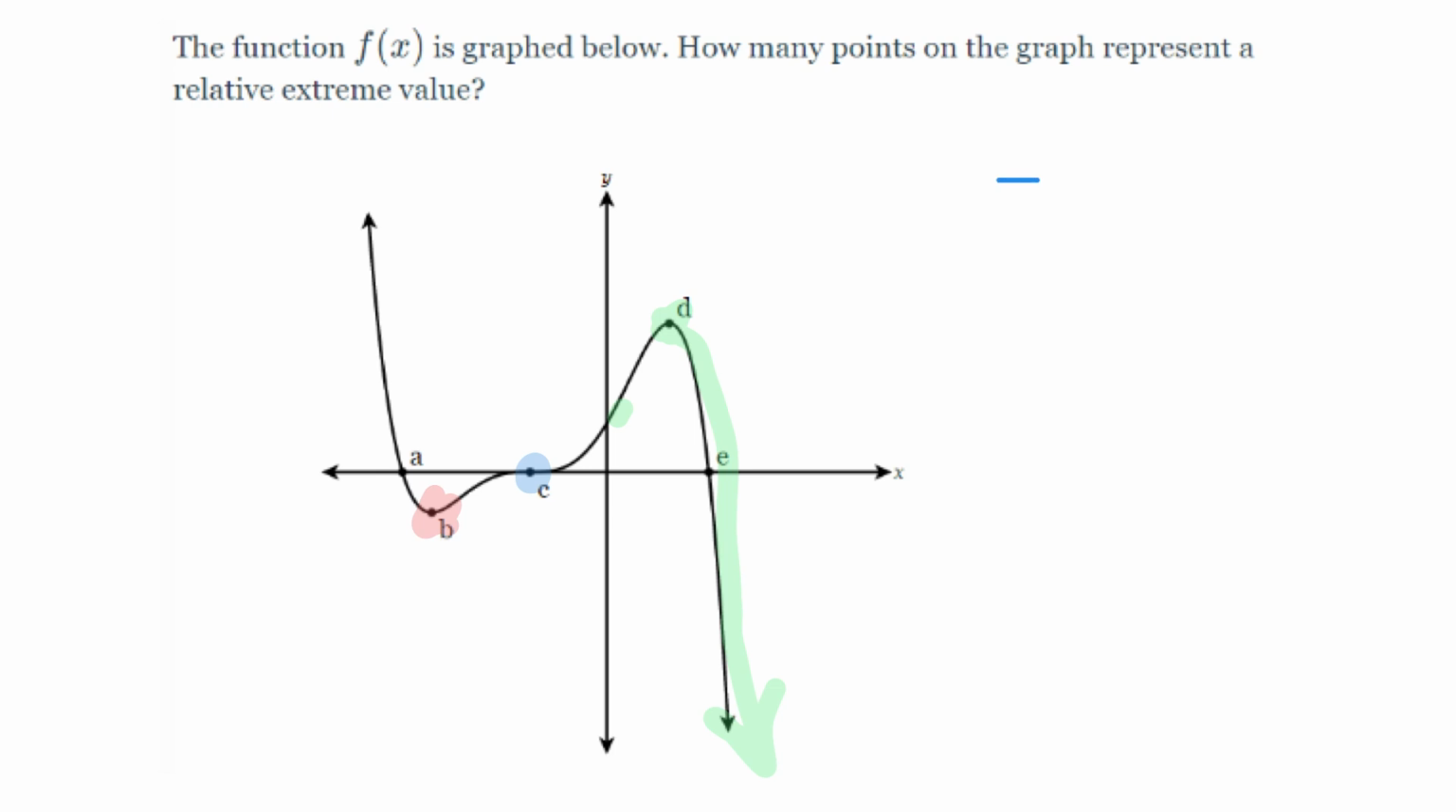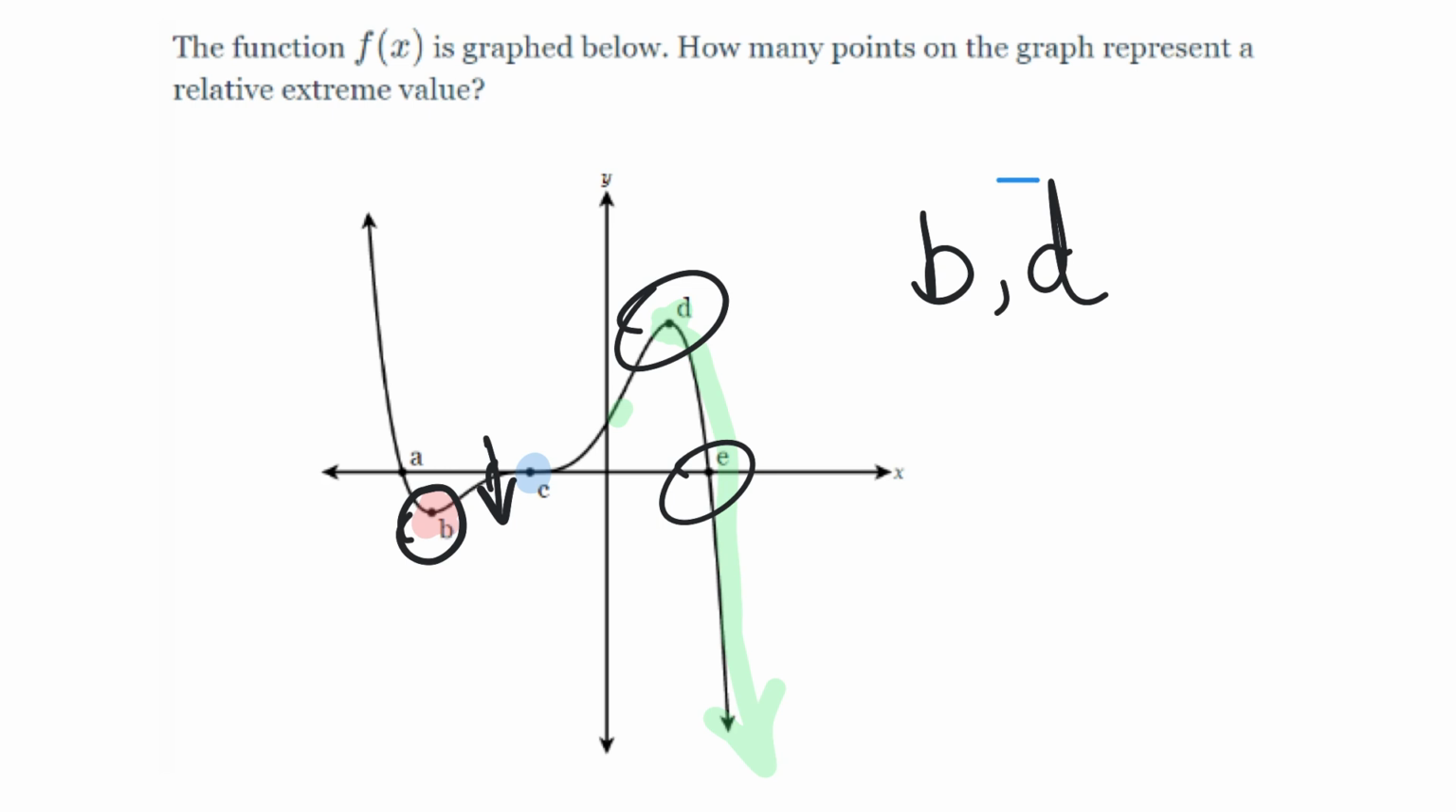So let's answer the question. The function f of x is graphed. How many points on the graph represent a relative max? Well, B does. C does not. D does. And E is not a relative max or minimum here either.